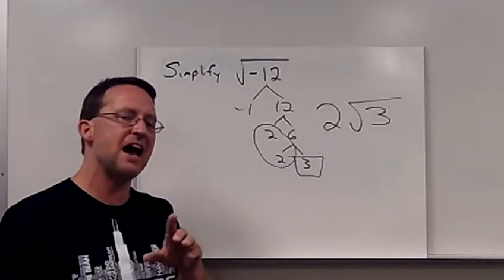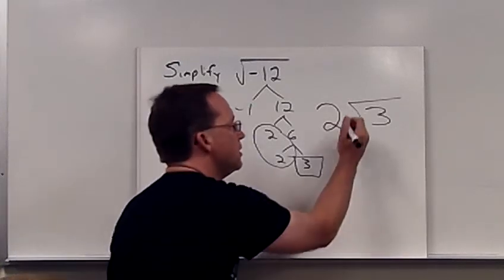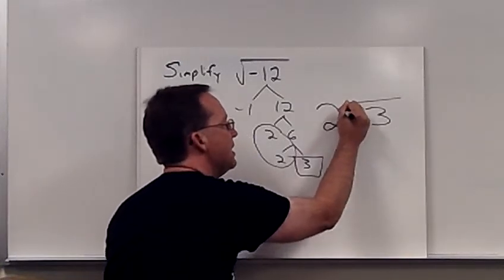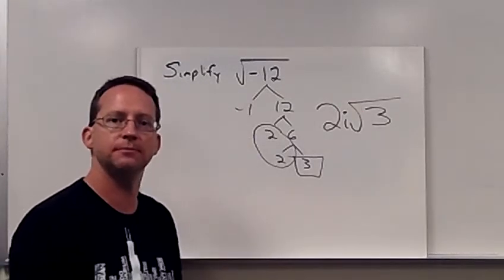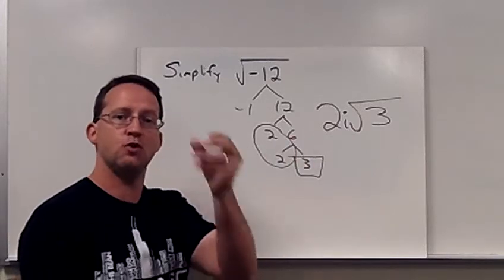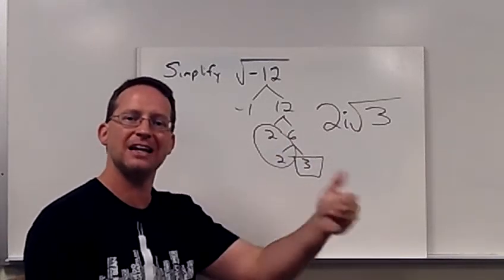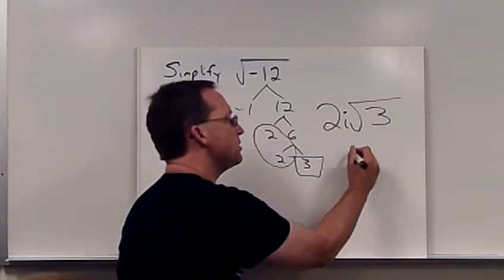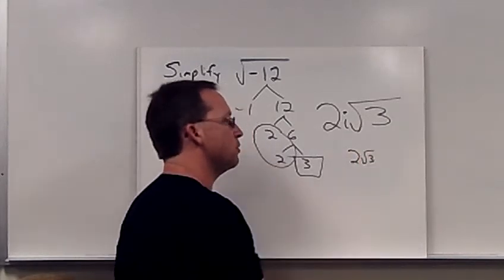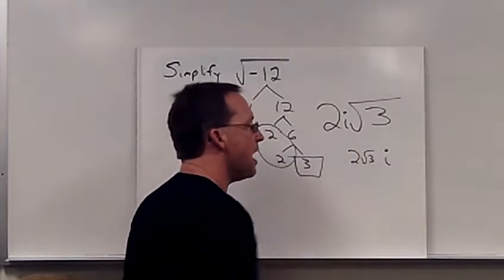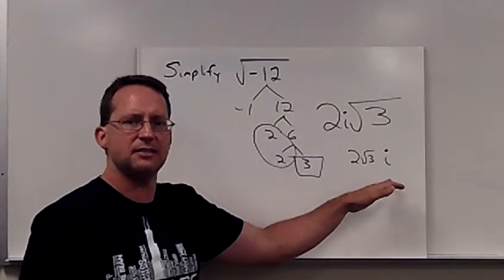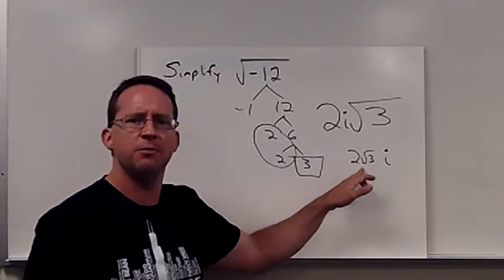You generally see the i written before the square root. So you'll see the i here most of the time. Right? Your answer will be 2i radical 3, 2i times the square root of 3. You will sometimes see it written as 2 square root of 3 and then the i out here. And that's okay. But usually you see that i before the square root.